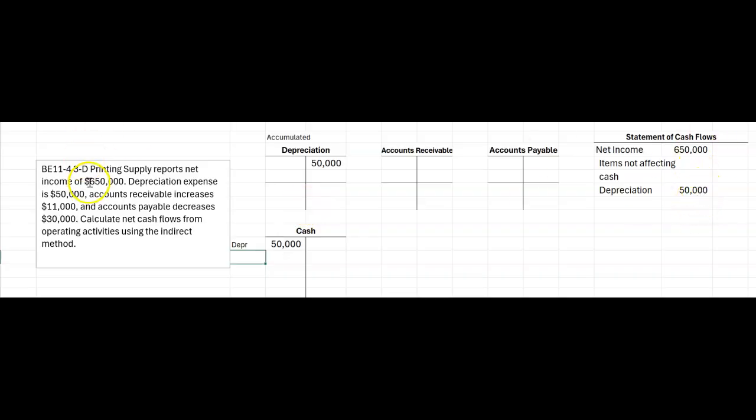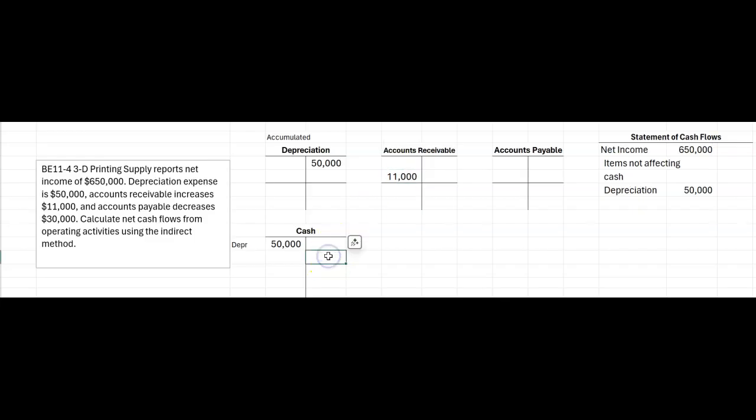Okay, accounts receivable increases by $11,000. So accounts receivable has an $11,000 debit. Take the balance to the cash T account, so that would be a deduction. And then accounts payable decreases by $30,000. So that would be a debit, and then credit the cash T account. Okay, this is accounts payable.